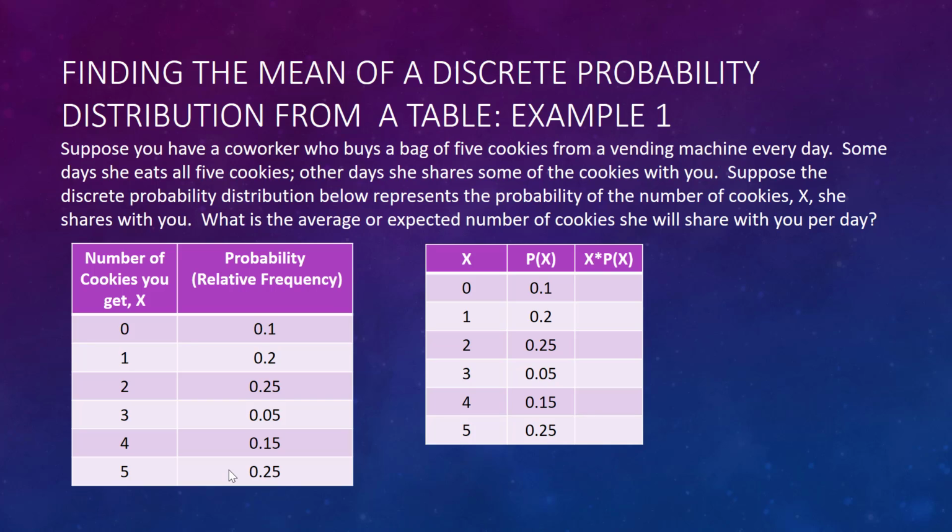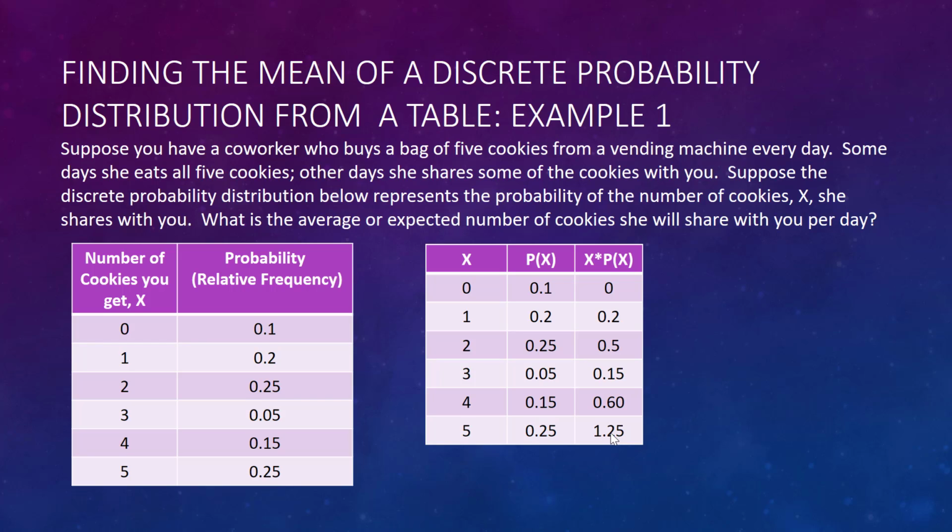So the first thing we need to do, remember, to calculate the mean is that we need to multiply across. So here you can see that I've created a third column to house the product of the random variable and the probability. So for example, I'll have 0 times 0.1, and that gives me 0. 1 times 0.2 gives us 0.2. 2 times 0.25 is 0.5. 3 times 0.05 is 0.15. 4 times 0.15 is 0.6, and 5 times 0.25 is 1.25.